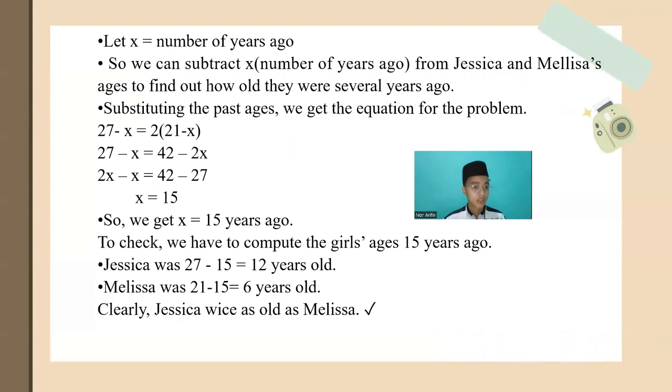So we get 27 minus x is 2 times 21 minus x. So we get x is 15, 15 years ago. To check, we have to compute the girls' ages 15 years ago. Jessica was 27 minus 15, which is 12 years old, and Melissa was 21 minus 15, which is 6 years old. So Jessica was twice as old as Melissa.